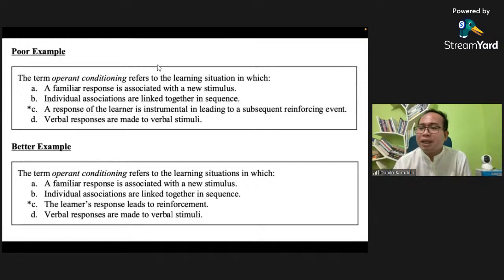Now, you would ask, sir, what if we just follow it word for word? Again, in principle, we have to avoid that so that we would not give the students the clue. Otherwise, we're not measuring the objectives that the students are supposed to fulfill at the end of the examination. Okay, that's how easy it is.